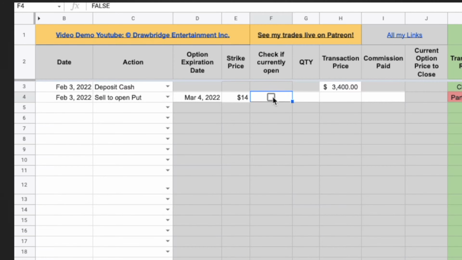Now I'm going to check this box because it's currently open, and I'm going to sell one of those. The price that I'm receiving today, or the premium, is going to be dependent on what you actually receive, but we enter 20 cents. The commission paid is from your broker side, and typically my fees are around 65 cents, but in some places in the world there's no fees at all, so this would just be a zero in commission paid.